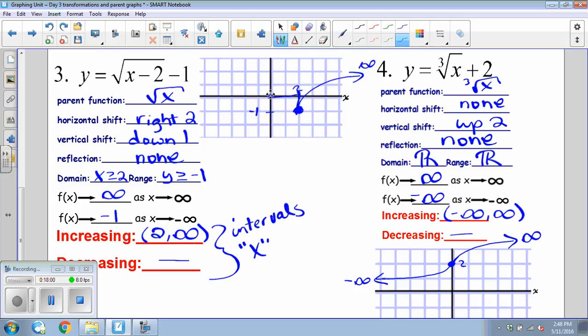Number 4, parent function is the cube root of x. It's not shifted horizontally at all, it's just shifted up 2, and there's no reflection. For cube root, the domain and range is both all reals. As x gets larger, the function approaches positive infinity. As x gets smaller, the function approaches negative infinity. And it's increasing the entire way. As you go from left to right, it continuously goes up.